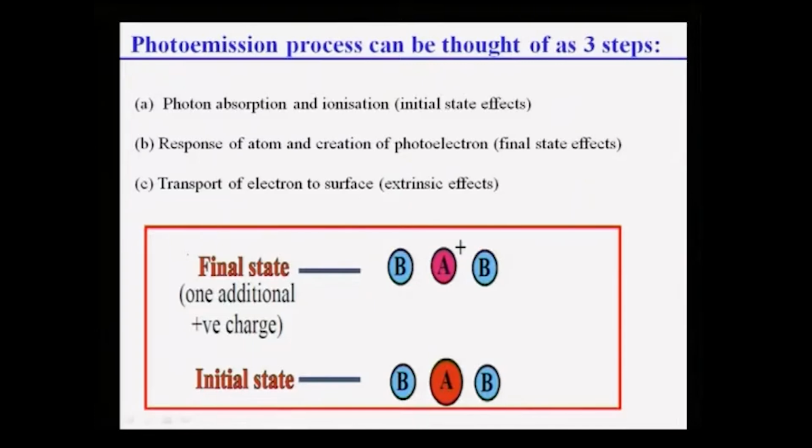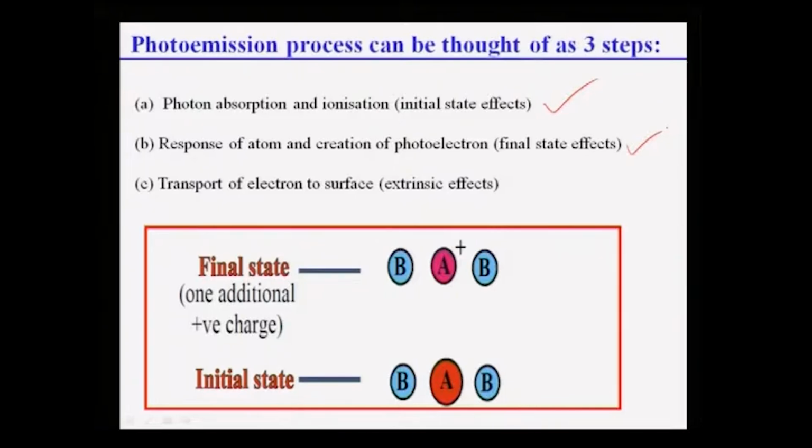So this can be thought of in a slightly different way. Photoemission can be thought of as consisting of 3 steps. First is photon absorption, that means an X-ray photon comes and gets absorbed, and the electron gets ejected, leading to ionization. This is called initial state effects. Second is the response of the atom in the creation of the photoelectron, that means ionization has happened, the electron has been removed, and this leads to the creation of the photoelectron. The photoelectron comes out with a certain kinetic energy.